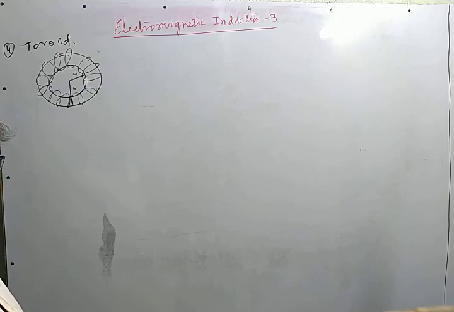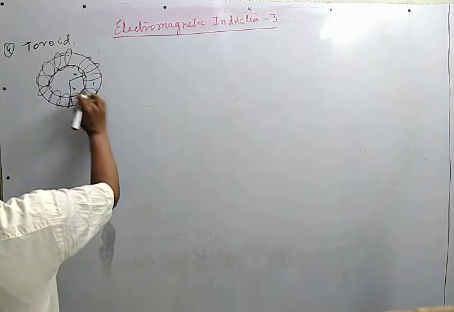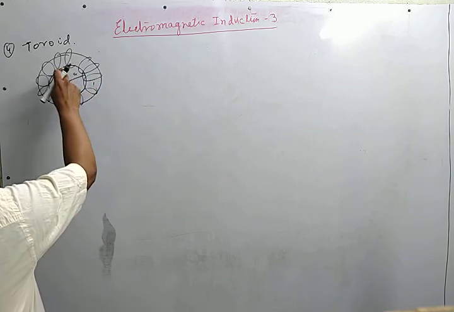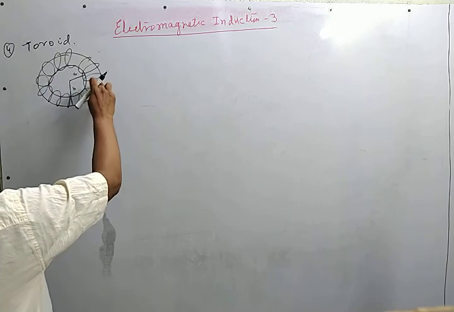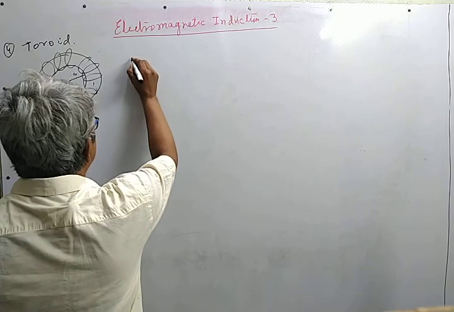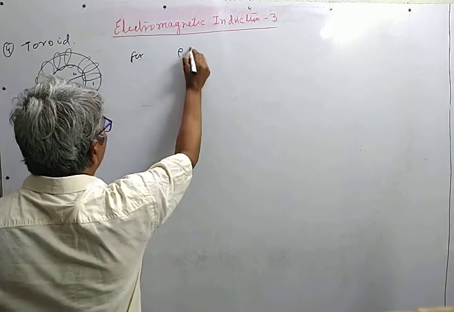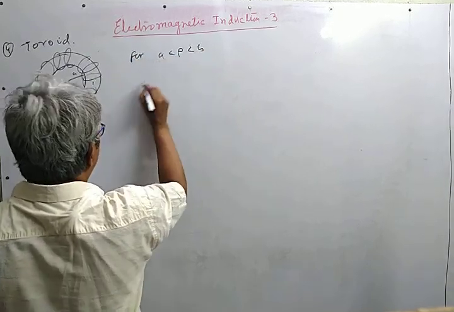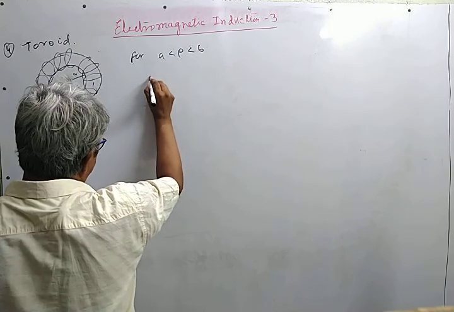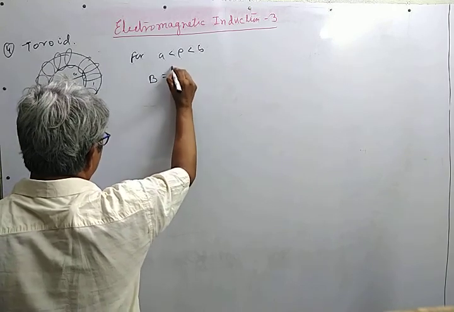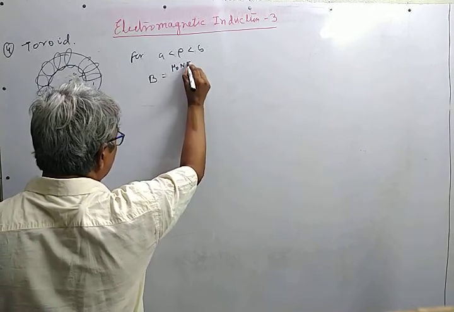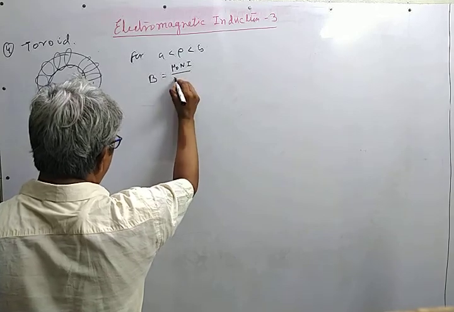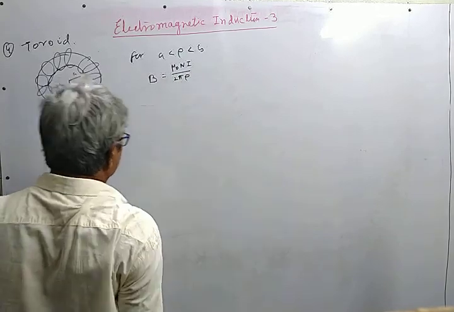However, if we consider the field, the field inside, that is for rho less than A, is 0, and for rho greater than B it is 0, and the field survives only in between. So for rho greater than A and less than B, applying Ampere's circuital law, B is mu 0 N I upon 2 pi rho, where N is the number of turns.